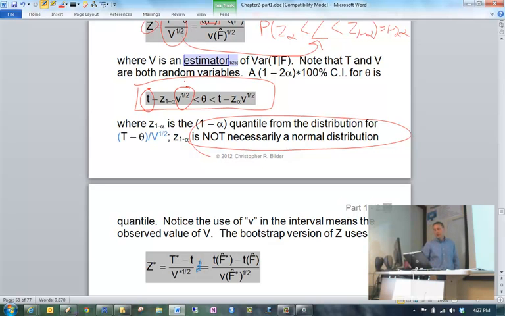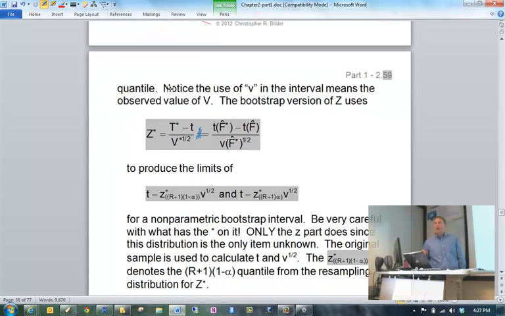That's all. So, well, what's the bootstrap version of Z itself? Well, we call it Z star. Well, now we have T star minus T over V star raised to the 1/2 power. So what this means is, again, take your resample, calculate the statistic of interest on the resample, subtract off the observed value of the statistic in the original sample, and then calculate this estimate of the variance. If you have its formula, calculate this estimate of the variance on the resample data itself. That's your Z star.